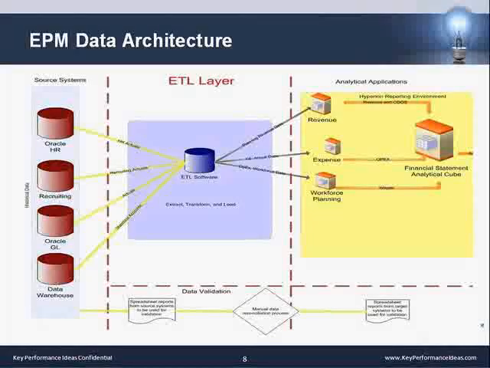And this next slide here is my example of a typical EPMA data architecture. You can see on the left here our source systems. We have multiple source systems: for example, an Oracle HR system, a recruiting system, a GL system, and a data warehouse. You can see we have just separate systems. They all don't have to be Oracle. Our recruiting system could be on SQL Server, and our data warehouse could be on DB2.